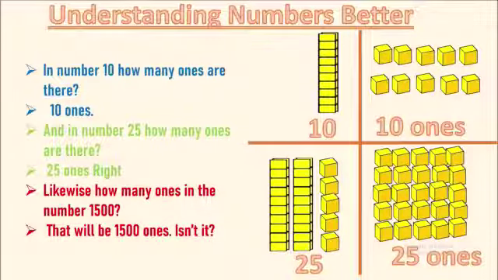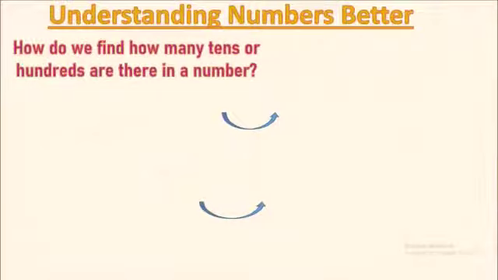In number 2350, there will be 2350 ones. In 4500, there will be 4500 ones, and so on. To know how many ones are there in a number, we can easily do it. But how do we find how many tens or hundreds are there in a number?